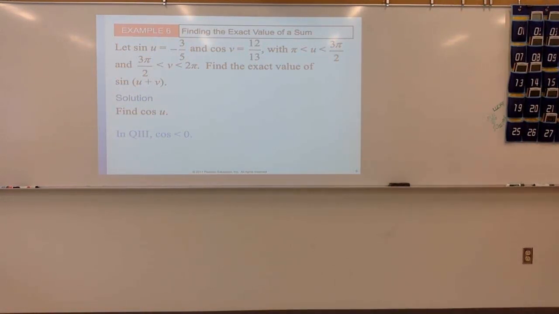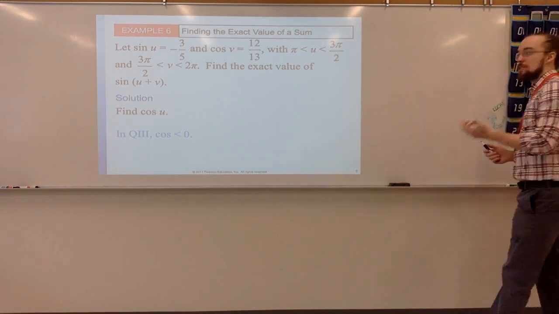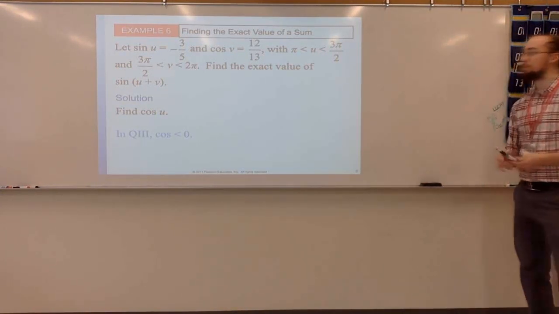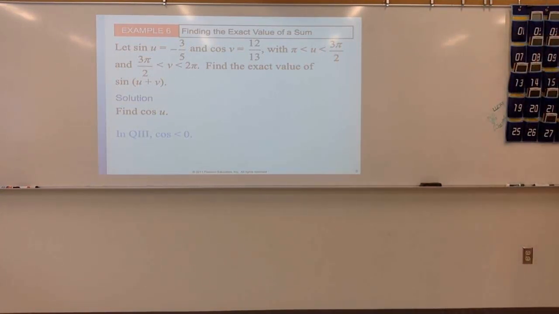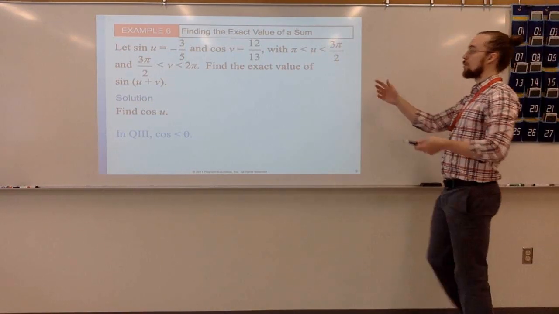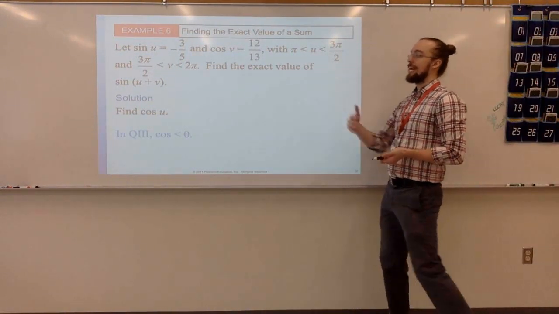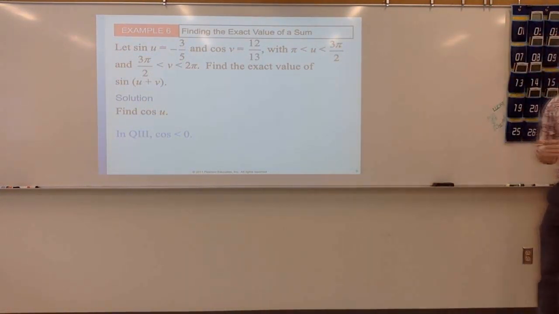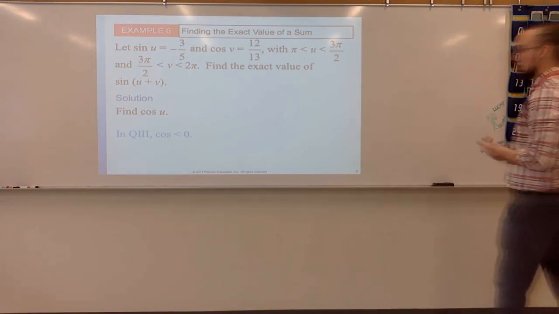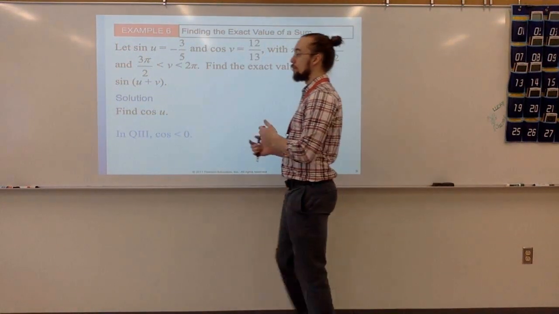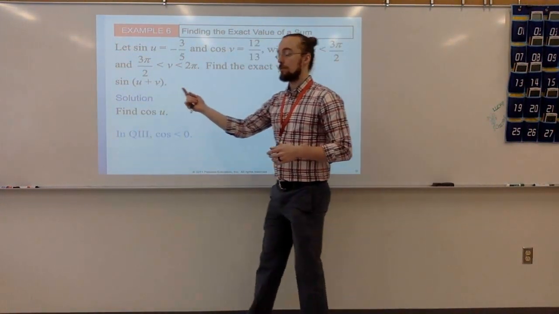So on this one, we're given a couple pieces of information. It says sine of u is negative 3/5, and cosine of v is 12/13. And then we know that u is in between pi and 3 pi over 2, and v is in between 3 pi over 2 and 2 pi. We want to find the exact value of sine of u plus v.